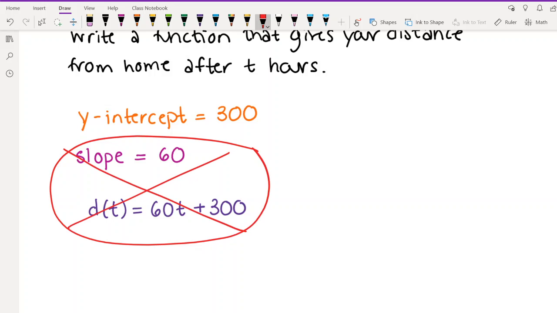So this would represent driving away from home.